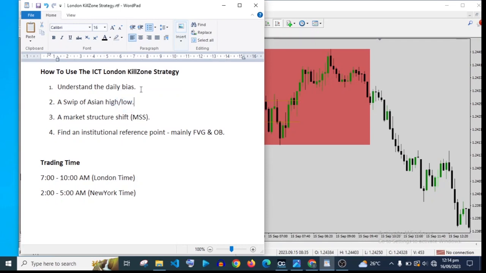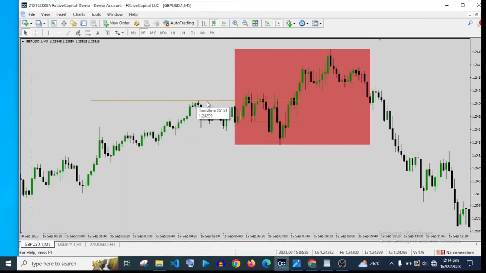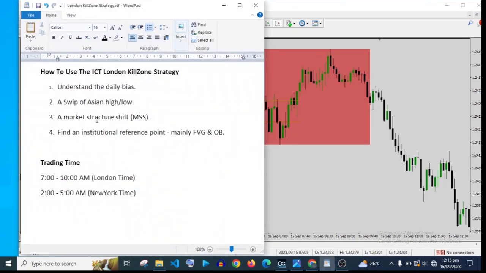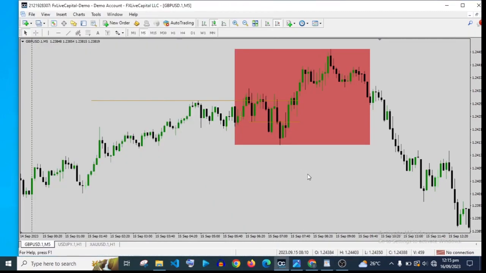So our bias said the market is going to go down. So now we watch for the sweep of the high. And that's exactly what we just did. So we watch out for the sweep of the high right here. So the number 3 thing to do now is to wait for a market structure shift. Okay. So let's watch out for a market structure shift.